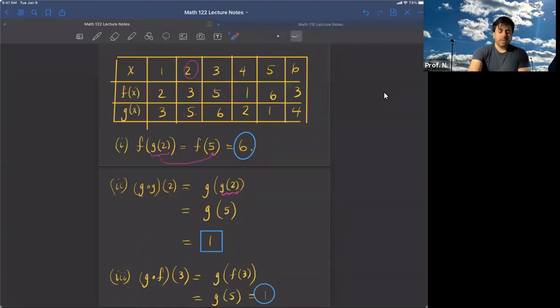It really is just follow the leader, follow the x's and the y's and the x's and the y's. That's all it is. I hope that's clear. I hope it's understood. There's nothing out of this world, this idea of composition of functions.